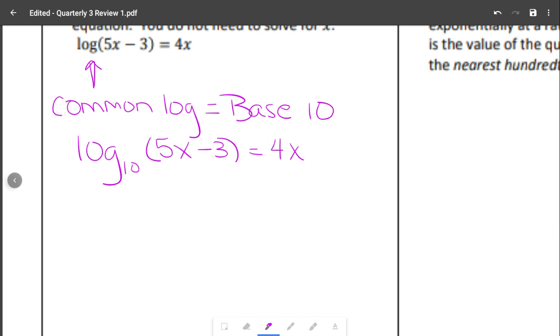So because I am currently in log form, logs are b-a-e. So rewriting this as an exponential, our base is 10, our exponent is 4x, and it equals the answer, which is 5x minus 3. No solving, we rewrote it, so that is your final answer.